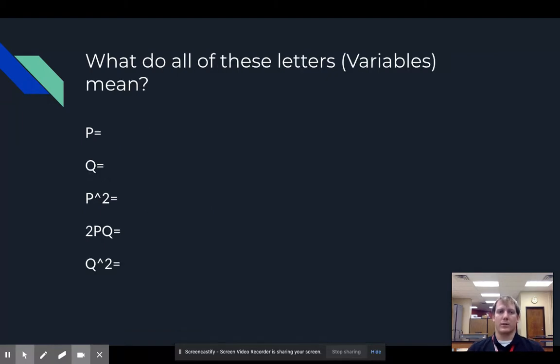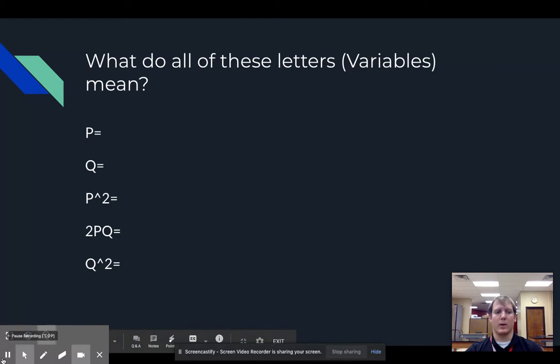All right, so what do all of these letters or variables mean? In class, everybody gets a whiteboard, and I put this slide up, and then I say, write down what P equals in 30 seconds, and then they write down what P equals, and then we pass out prizes, and that's our game review for this week. Okay, so what I want you to do, just take a second right now. I'm going to pause the video on my end, and I'm going to write down P equals, Q equals, P squared equals, 2PQ equals, and Q squared equals. So go ahead and write now and answer those questions.